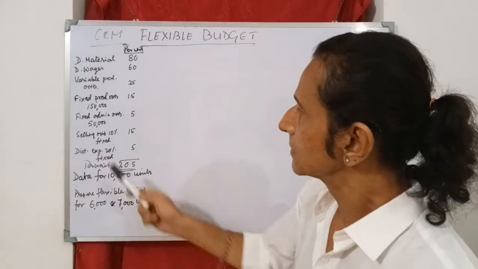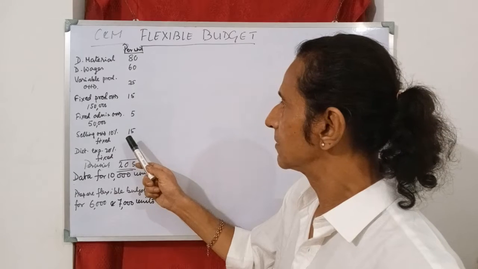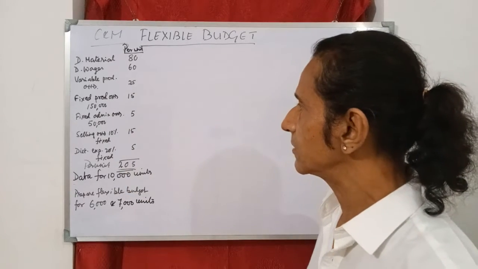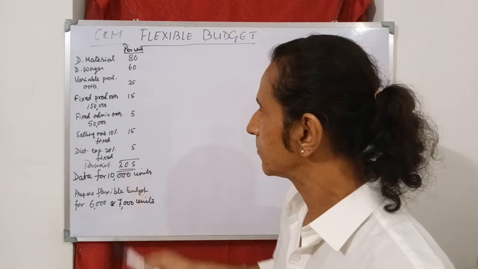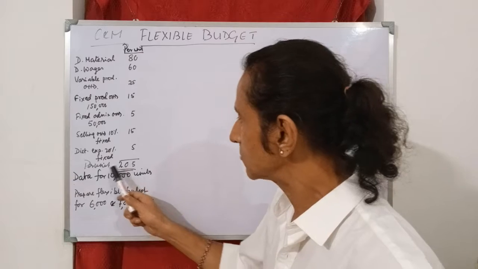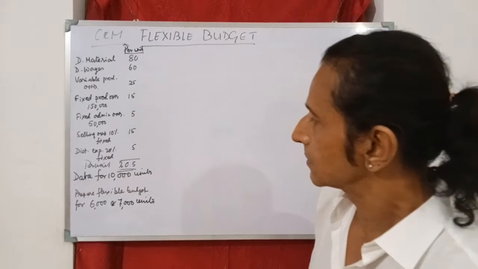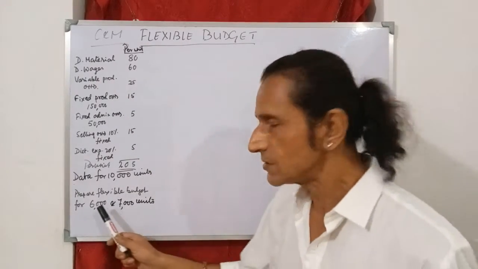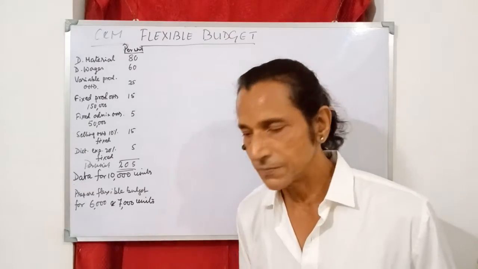units. Now selling overhead per unit is 15, of which 10% is fixed, that is 90% is variable, and for distribution overhead it is 5 per unit on the basis of 10,000 units, out of which 20% is fixed. So we have to prepare a budget, a flexible budget for 6,000 and 7,000 units respectively.